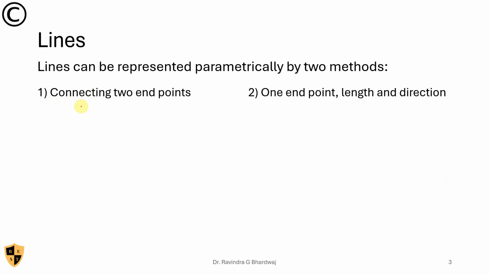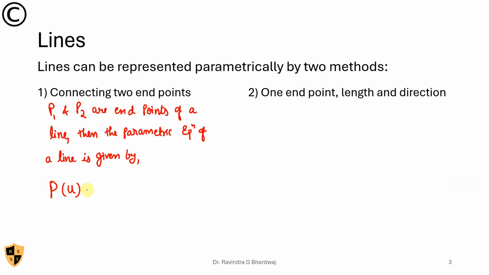So by using the first method, let's say we have two points, point P1 and point P2, two endpoints of a line. Then the parametric equation of the line is given as P(U) equal to point P1 plus U times (point P2 minus point P1), where this parameter U ranges from 0 to 1.